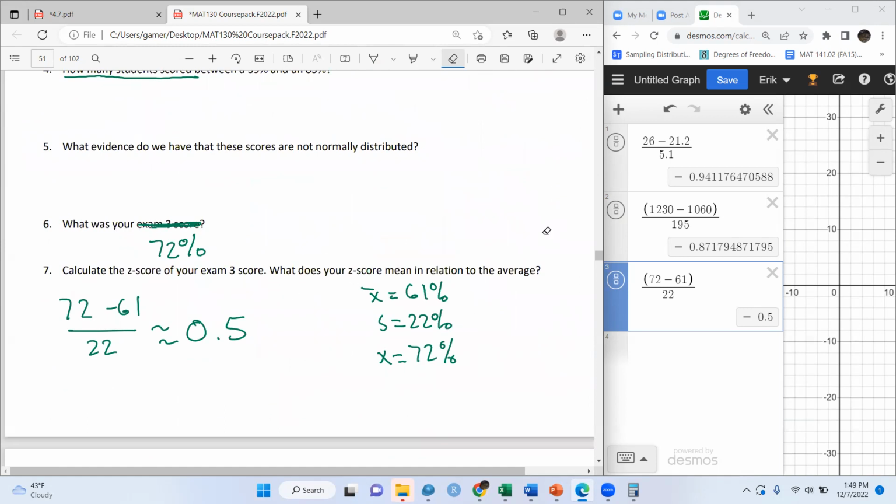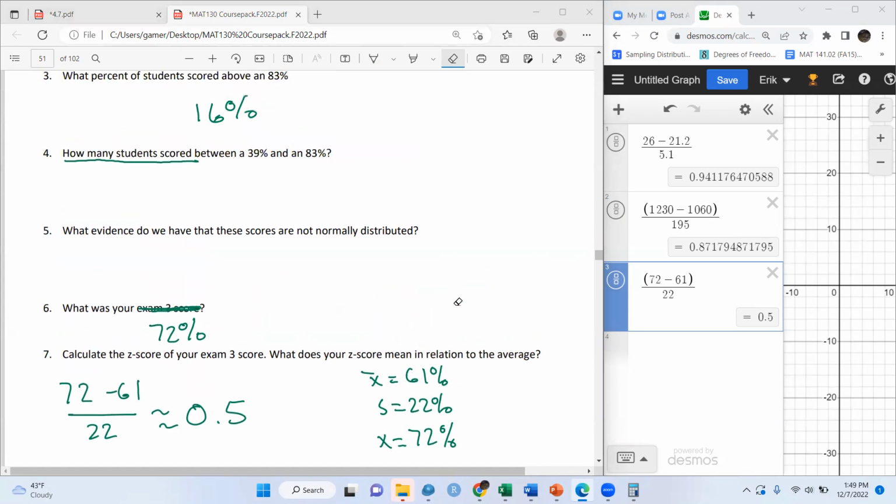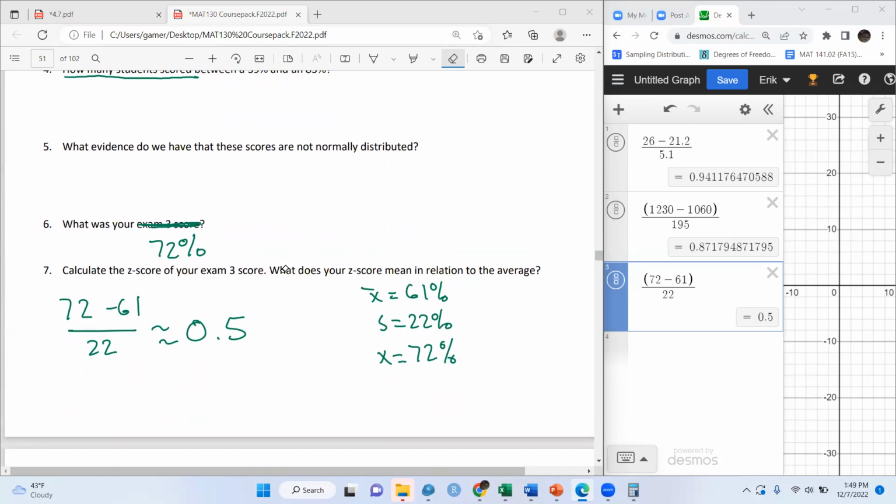So what sentence should we write here? Yeah, we haven't done question 5. We'll come back and answer that one in just a second. What do we say about this? What does this 0.5 mean?